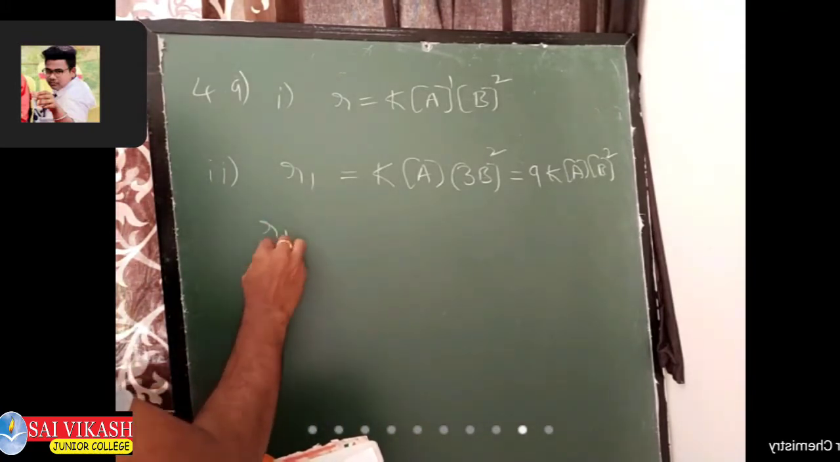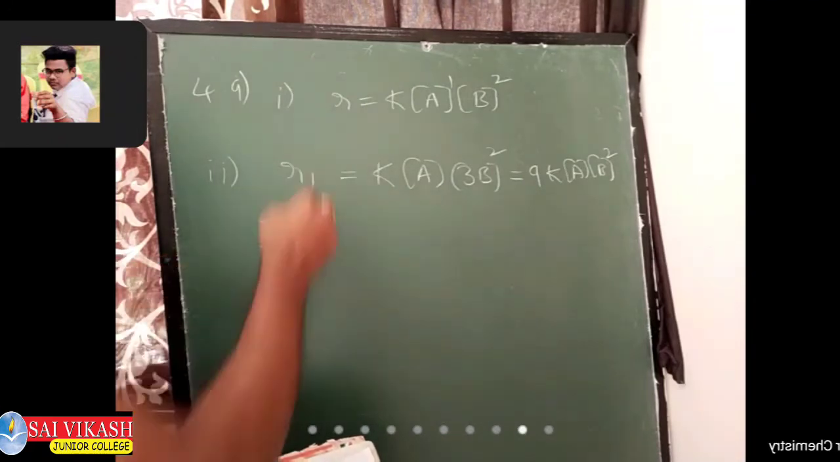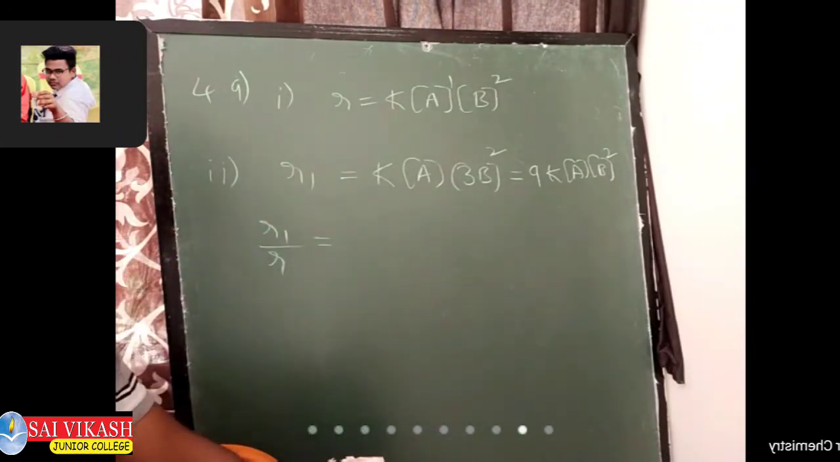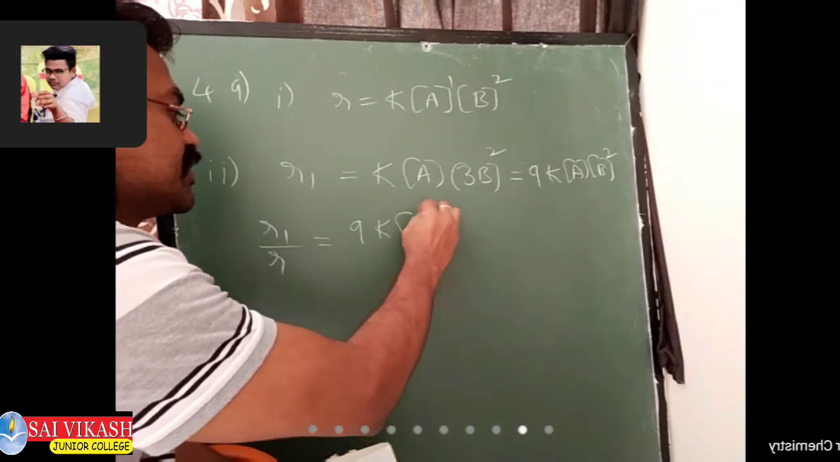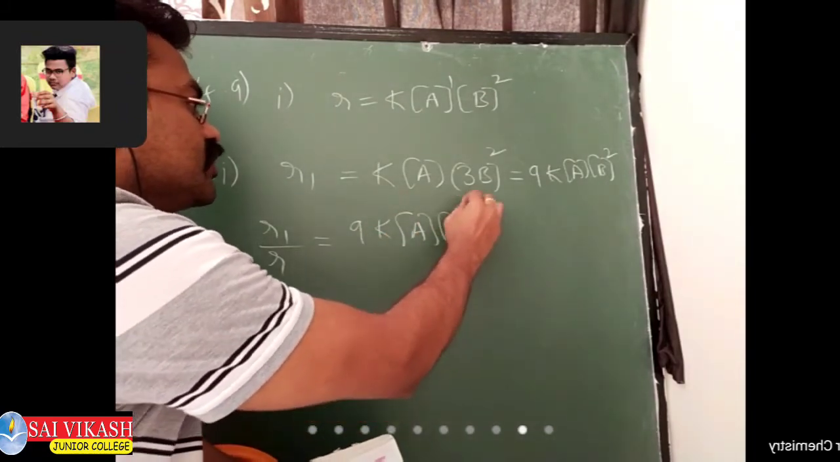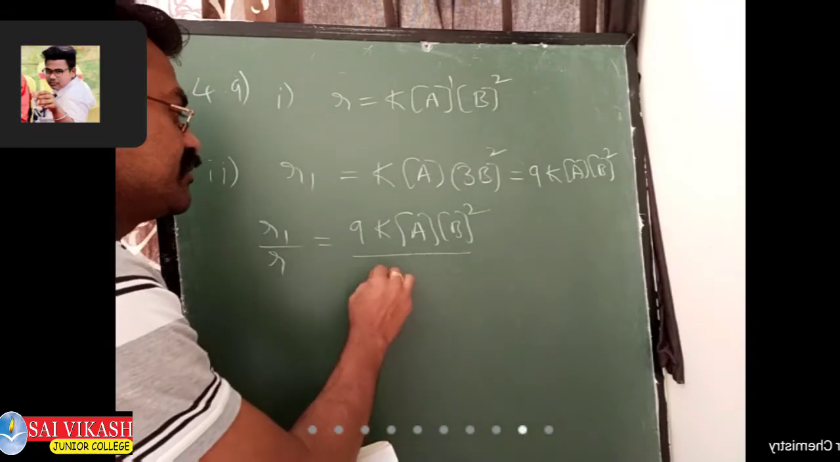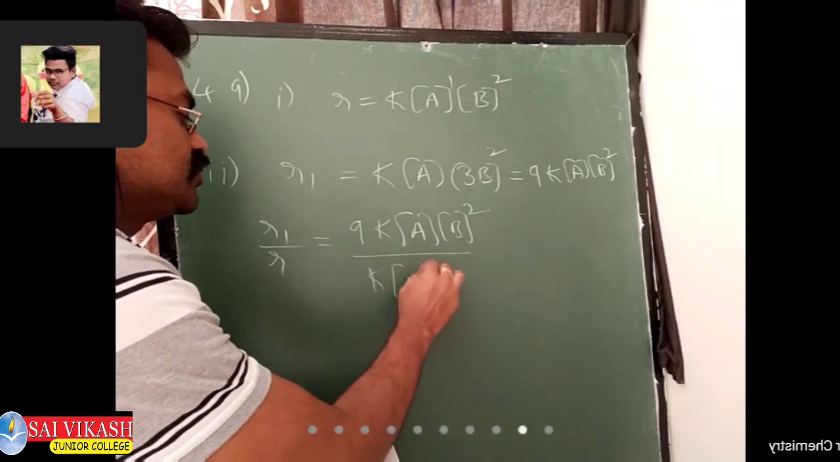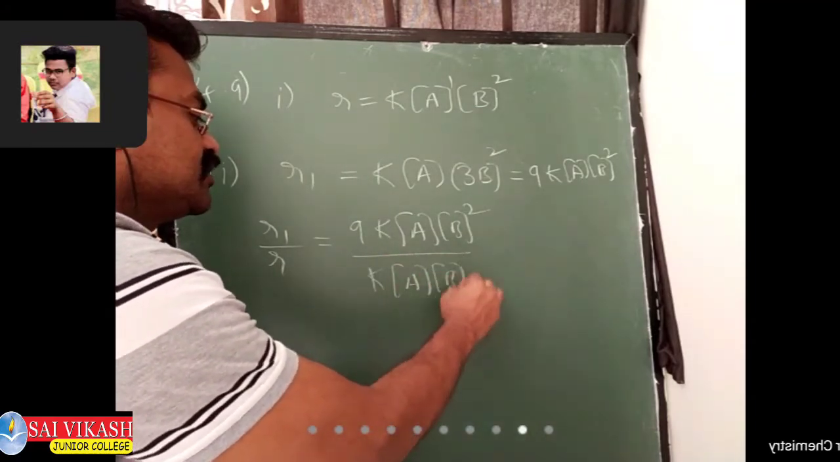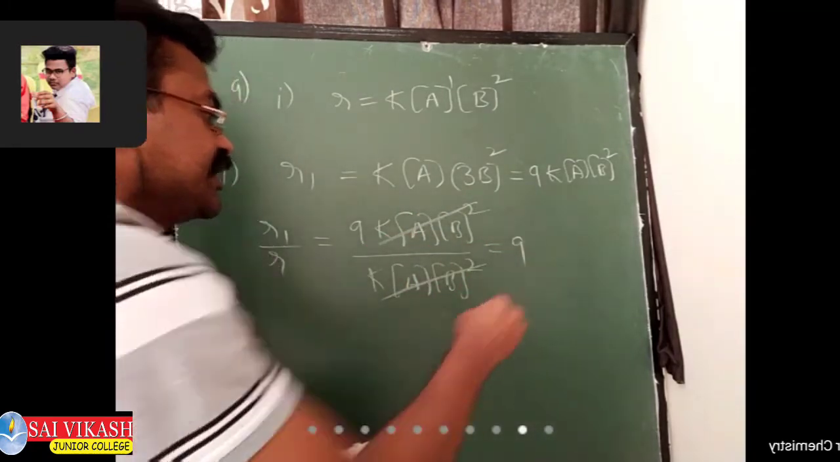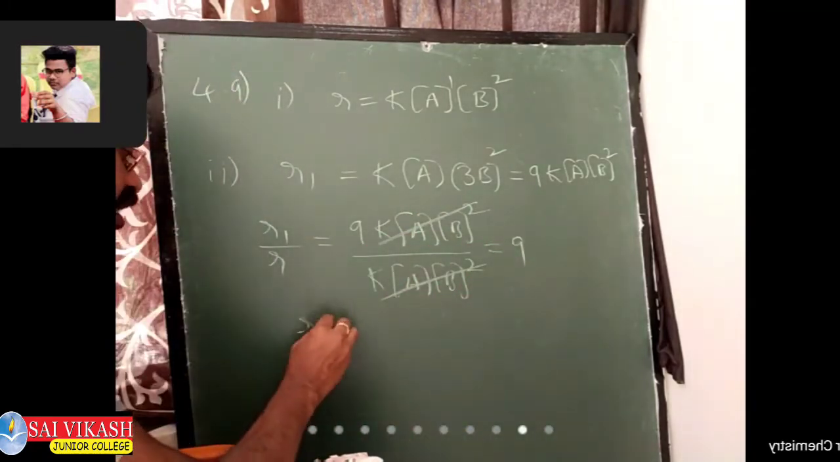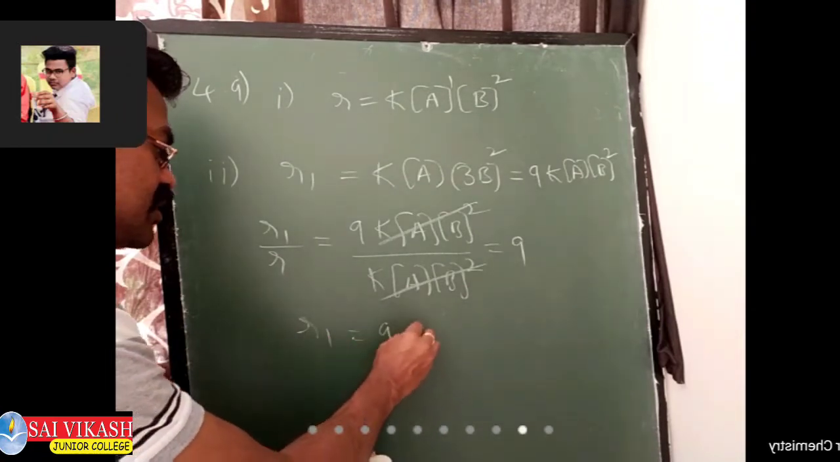So you can write like this. R1 by R we can write. What will we get? 9 into K into the concentration of A into the concentration of B squared, by K into the concentration of A into B squared. So this is cancelled, and you will get 9. So R1 is equal to 9R.